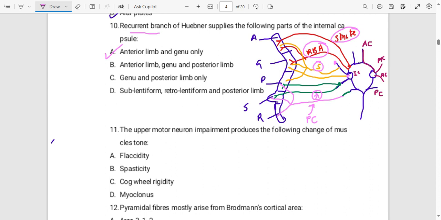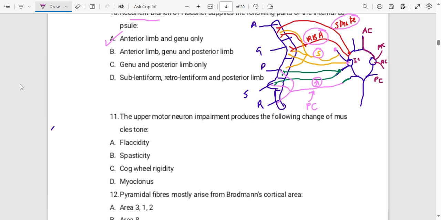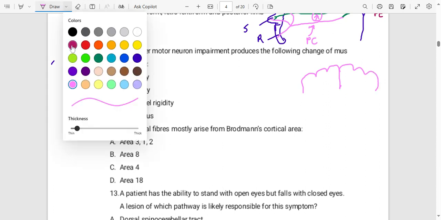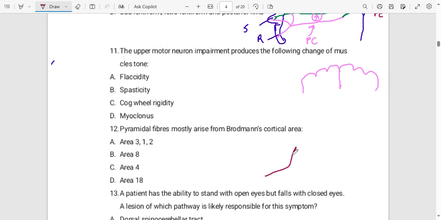The upper motor neuron impairment produces the following changes of muscle tone. Let me also mention this guy. Look at these doctors. Here is our brain. There is our brain. So let's say here is a muscle.